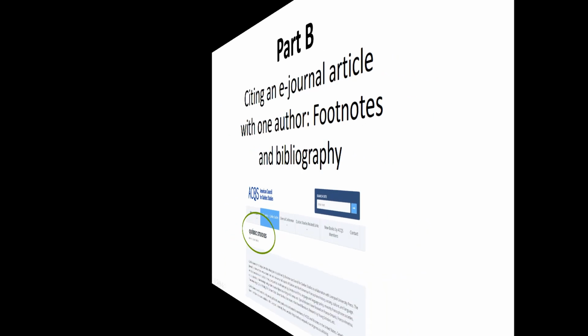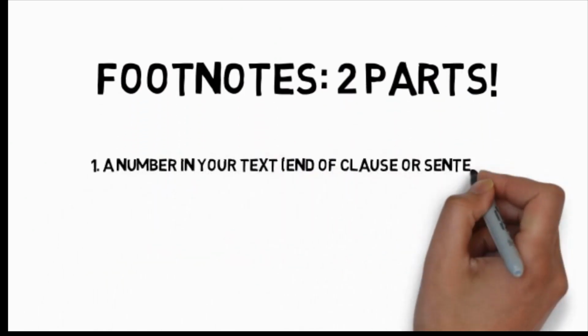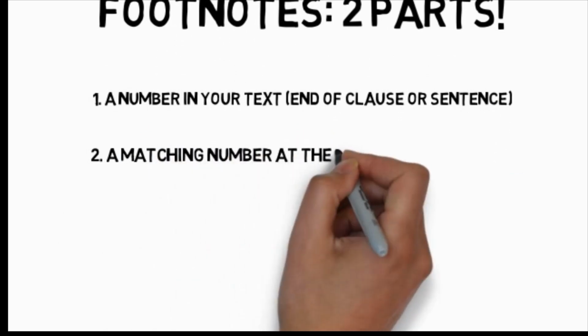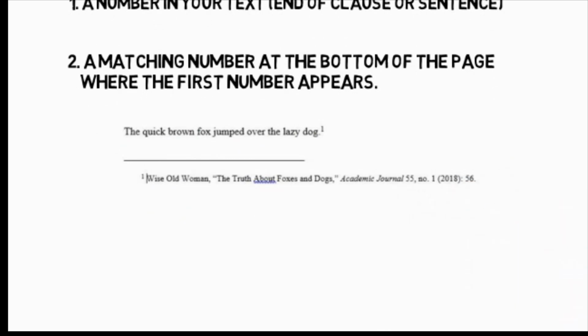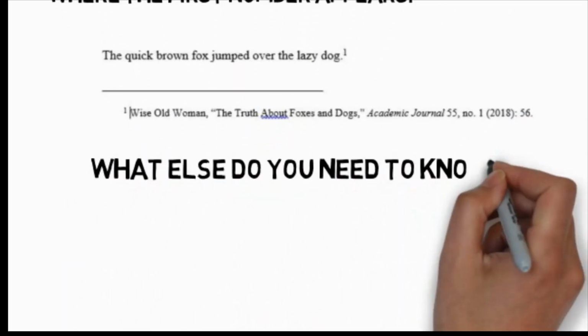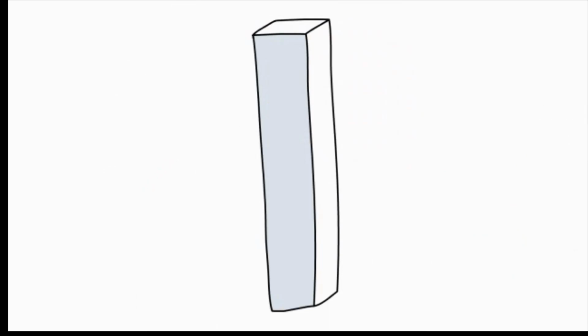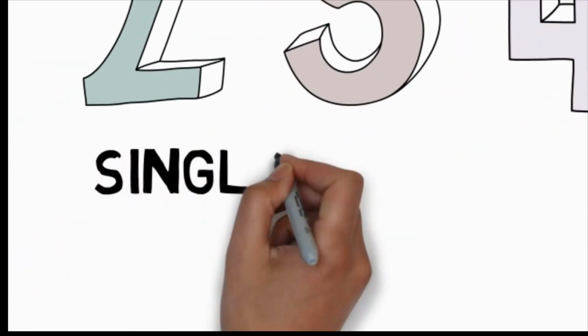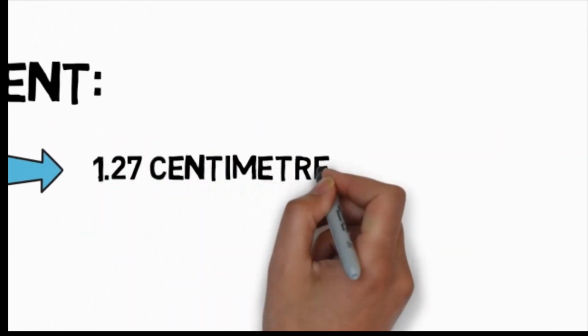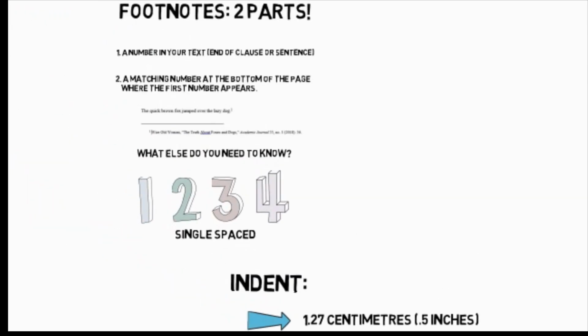Let's get started. Footnotes are citations with two parts. One, a number in your text at the end of a clause or sentence, and two, a matching number at the bottom of the page where the first number appears. Like this. What else do you need to know? Footnotes are numbered sequentially. 1, 2, 3, 4, for example. They're single-spaced, and you have to remember to indent them. 1.27 centimeters or half an inch.